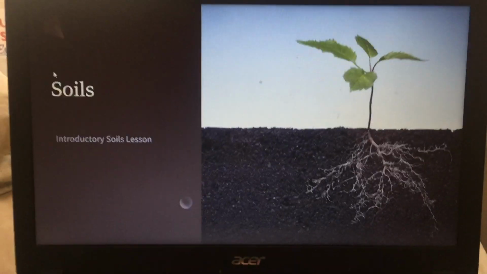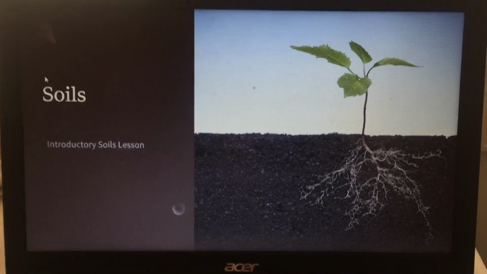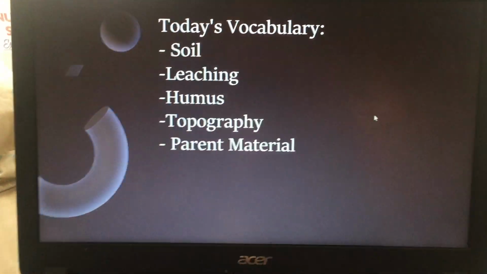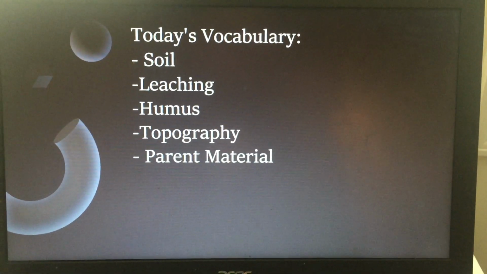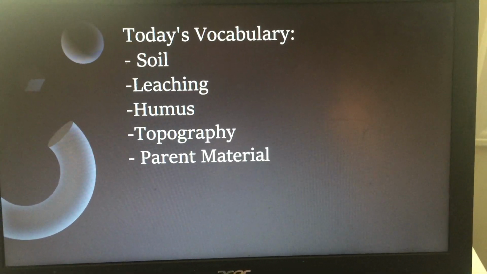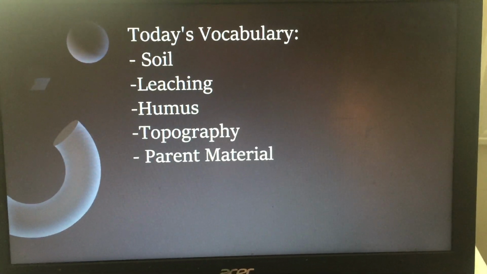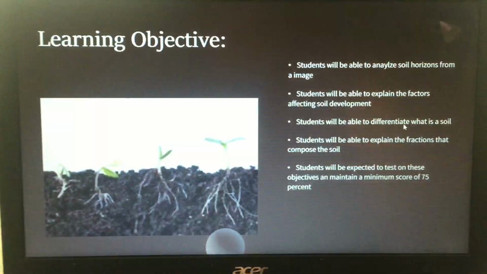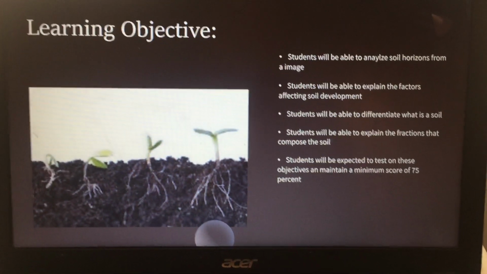Today's lesson is going to be an intro to soils lesson. So today's vocabulary words that we need to look out for are soil, leaching, humus, topography, and parent material. And some learning objectives to look out for in this lesson.